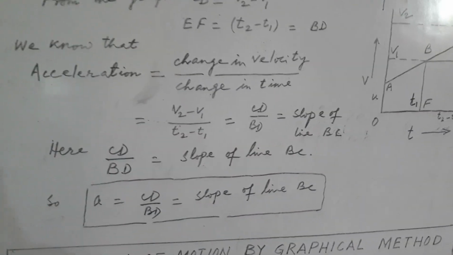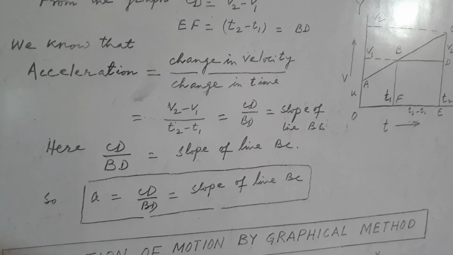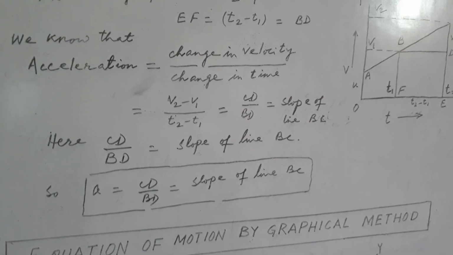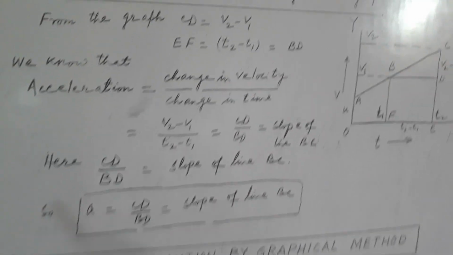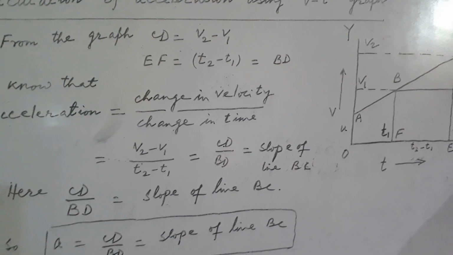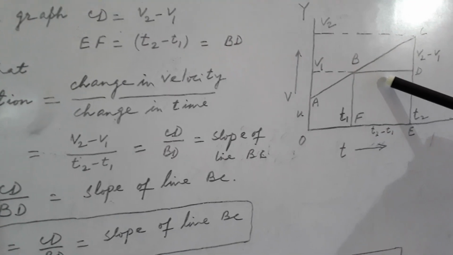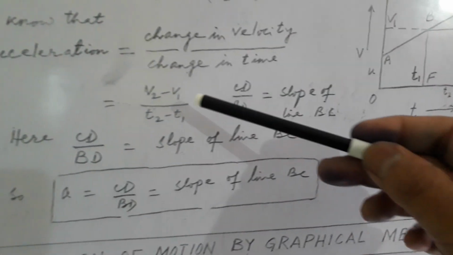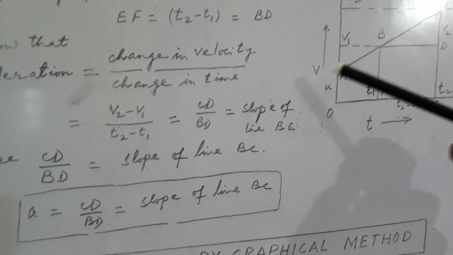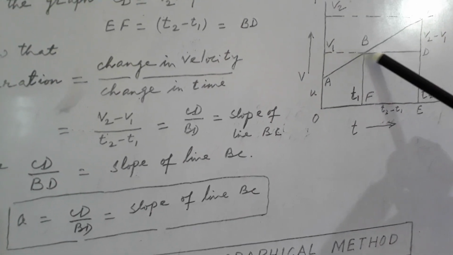Now we know that acceleration equals change in velocity divided by change in time. So the acceleration in the given time interval is v2 minus v1 divided by t2 minus t1. Now look at the graph very carefully. v2 minus v1 is replaced by line CD and t2 minus t1 is replaced by line BD. So this is the required ratio, and we see that v2 minus v1 is equal to CD and t2 minus t1 is equal to BD.